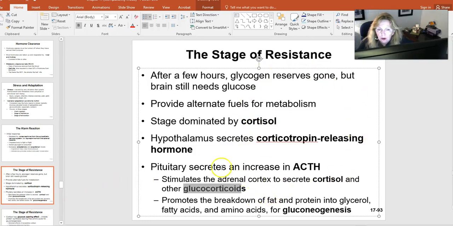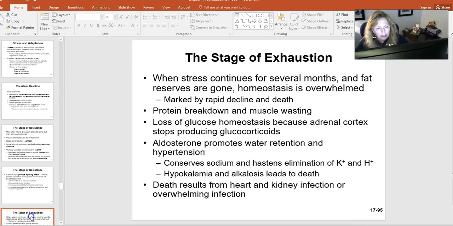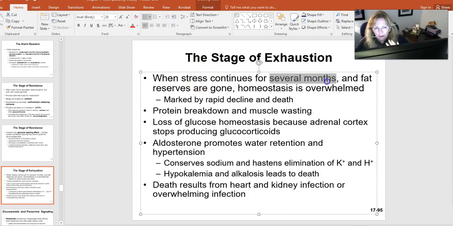So if we don't break the cycle here, a lot of times our bodies break the cycle. We start to heal, we start to get better. If we don't stop it here, we end up getting into the stage of exhaustion. And that's usually after a prolonged period of time. And now fat reserves are gone. You're actually breaking down proteins.